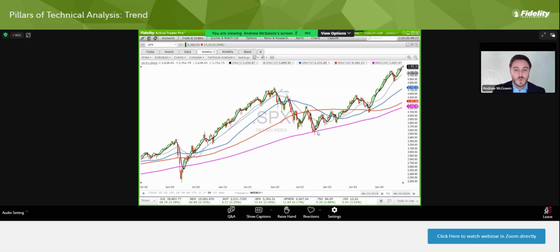Or the same can be said, where do we find an exact bottom during that drawdown of 2022? Maybe not quite exact, but it was at a 200-week moving average. Same thing can almost be said from the COVID perspective.